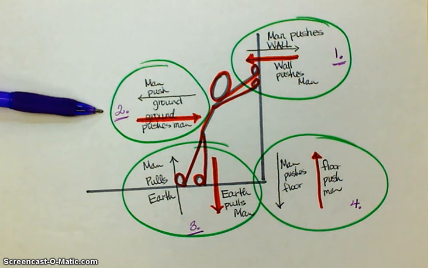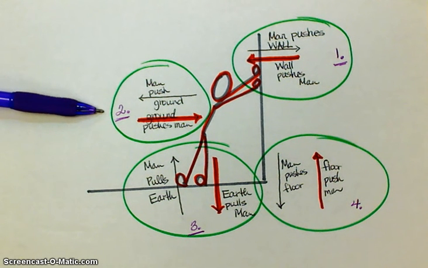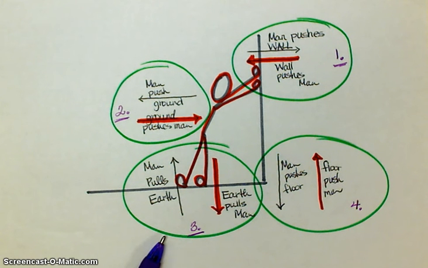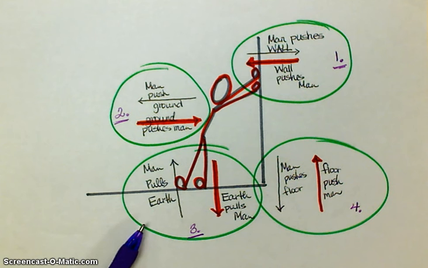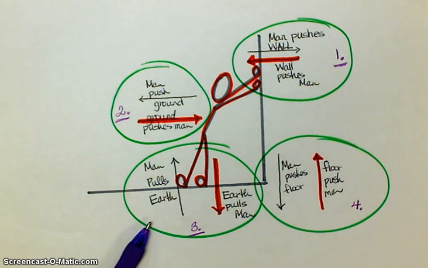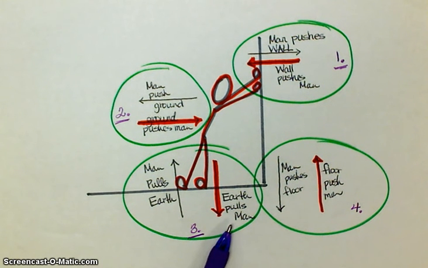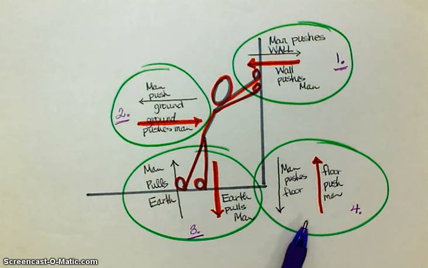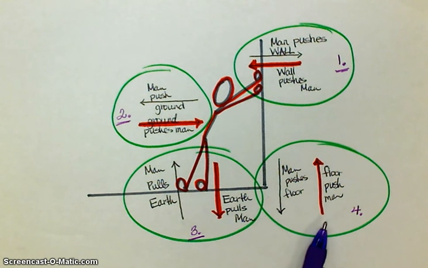Pair number 3 is the gravitational interaction between the man and the earth. So the man pulls up on the earth, and the earth pulls down on the man. The man actually would be falling or accelerating towards the center of the earth, except for the fact that there is a floor. So the man pushes on the floor, but in turn the floor pushes back on the man. The floor provides a supporting force for the man.